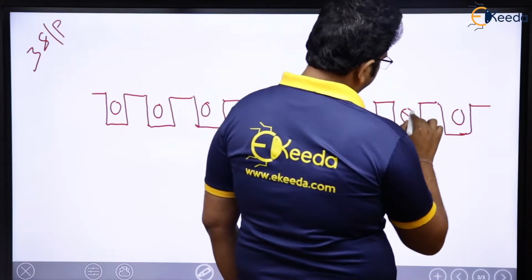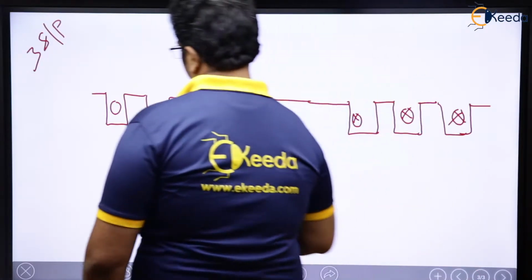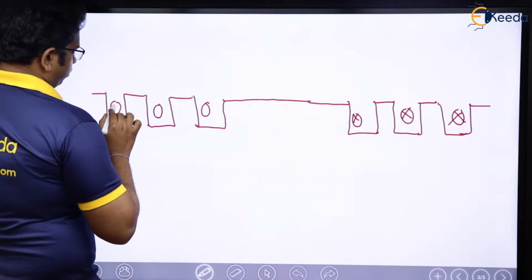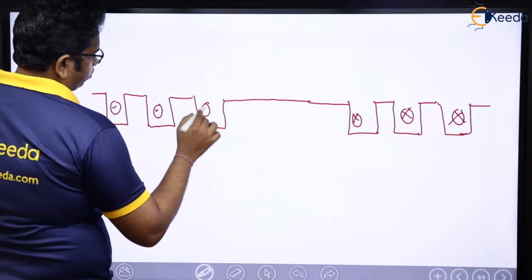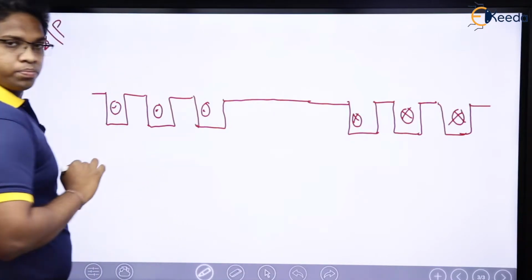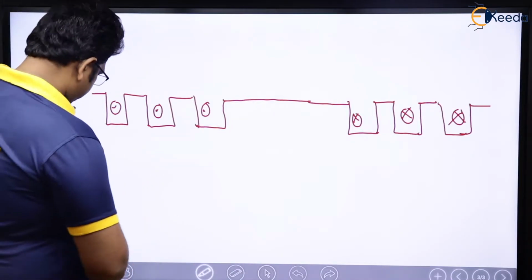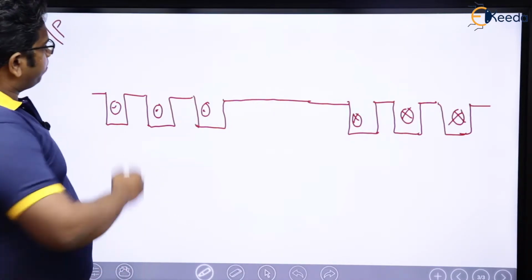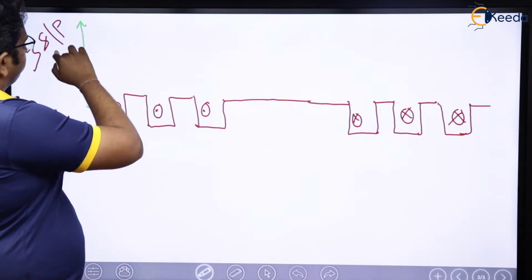These are crosses and these are going to be dots, right? Now see here. Now let me think of the MMF wave here. Green as usual.